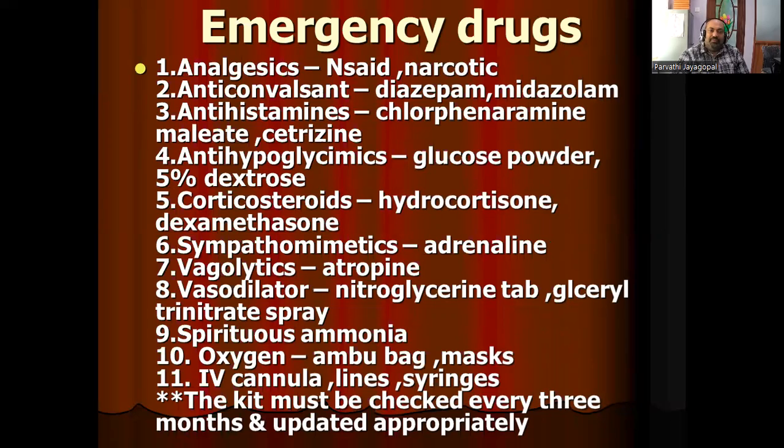Always you should have a kit with emergency drugs in your clinic or hospital, usually consisting of analgesics, anticonvulsants, antihistamines, antihypoglycemics, corticosteroids, sympathomimetics, vasodilators, spirituous ammonia, oxygen, IV cannulas. The kit must be checked every 3 months and updated appropriately.